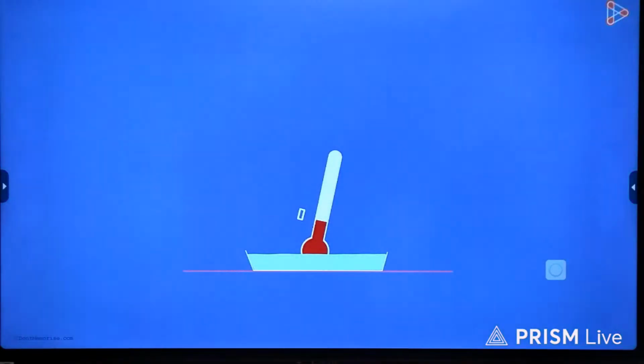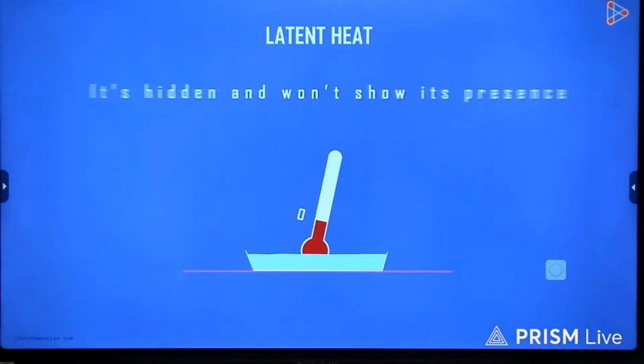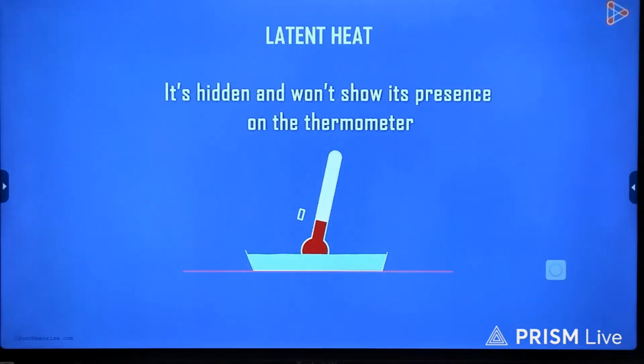Coming once again back to the idea of latent heat. It's hidden and won't show its presence on the thermometer. We'll look at a few more terms related to this in the next video.